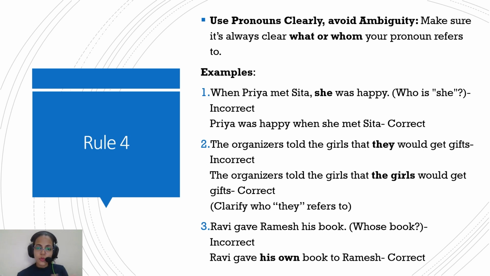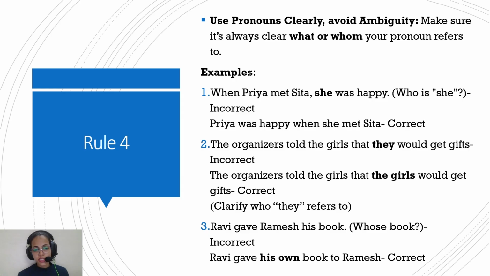So you have to use the pronouns very clearly so that it gives a clear sense of whom this pronoun has been used for. So the statement can be written as, Priya was happy when she met Sita. In this case, now we know that Priya was happy.